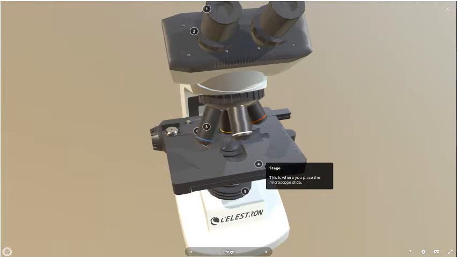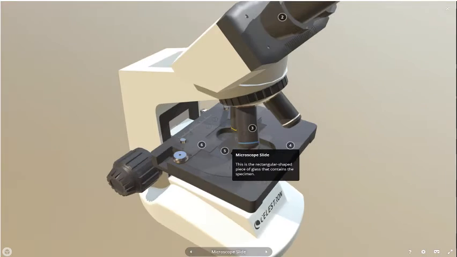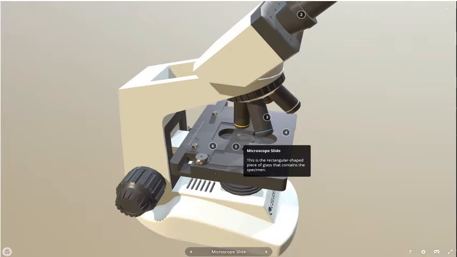The next part of the microscope is known as the stage. This is where you place your microscope slide which contains the sample you want to observe. The microscope slide itself is a rectangular shaped piece of glass that is covered with a cover slip, and between the cover slip and this piece of glass is the specimen you are going to observe.